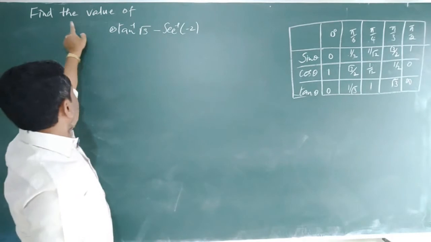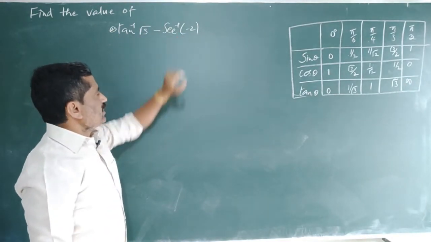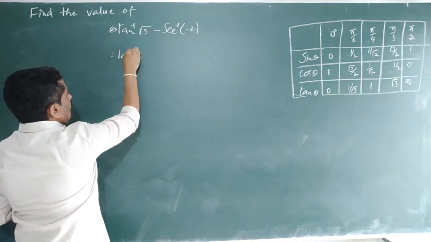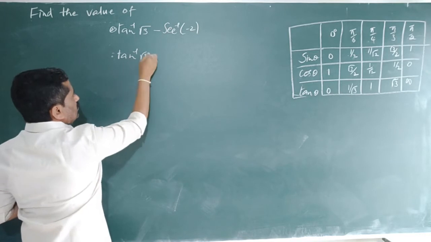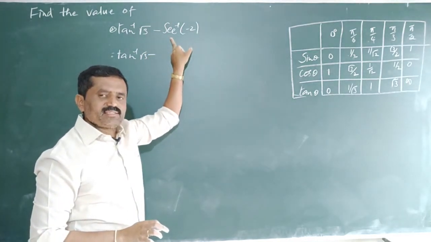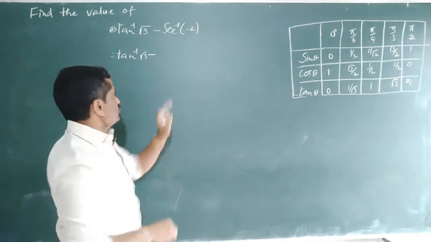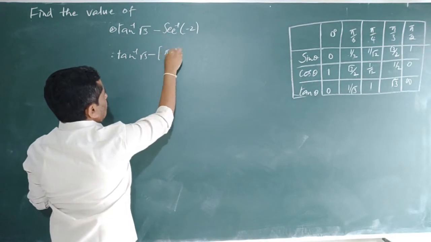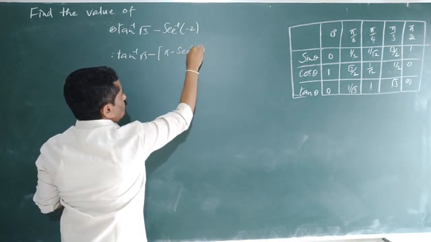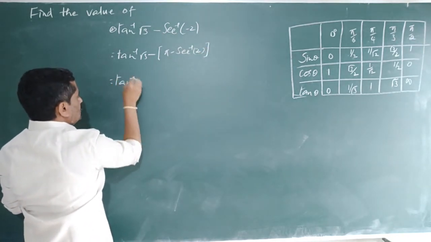Next we have find the value of tan inverse of root 3 minus secant inverse of minus 2. So now we know that that is equal to again tan inverse of root 3 minus. So this is in the form of secant inverse of minus x. So that can be written as pi minus secant inverse of x. Therefore, pi minus that is secant inverse of 2. Again, that is equal to tan inverse of.